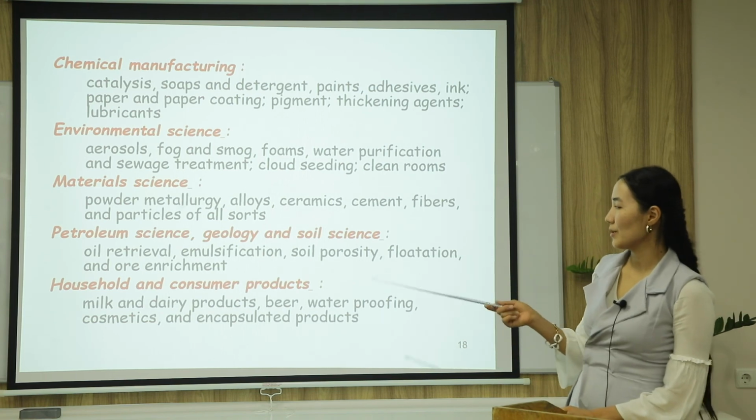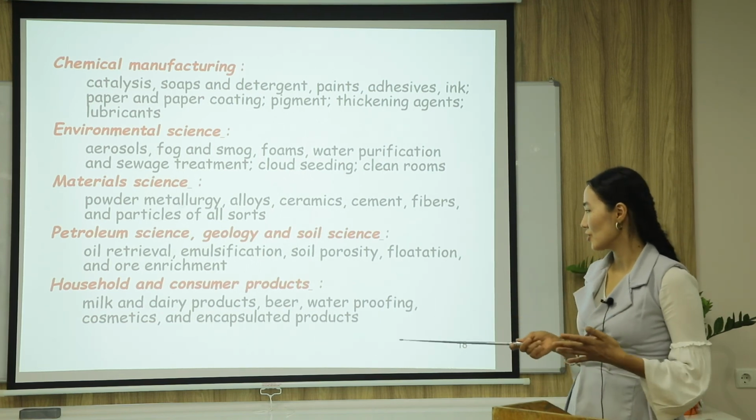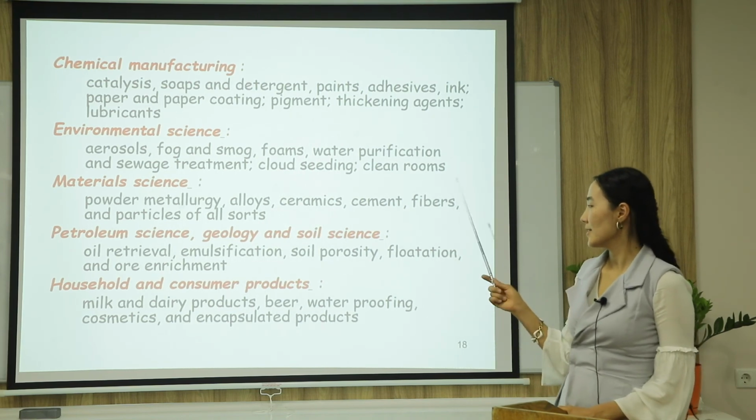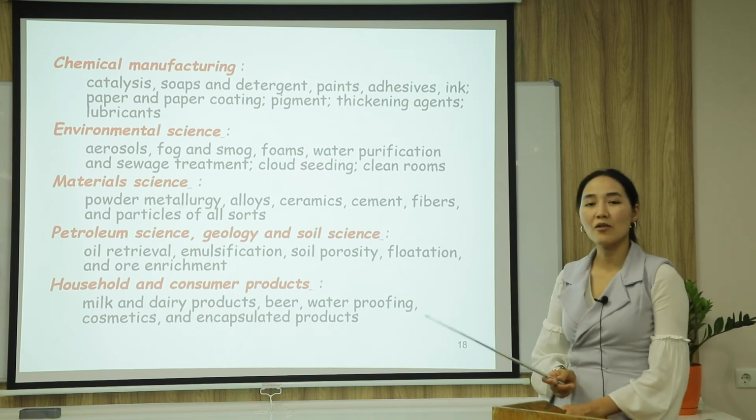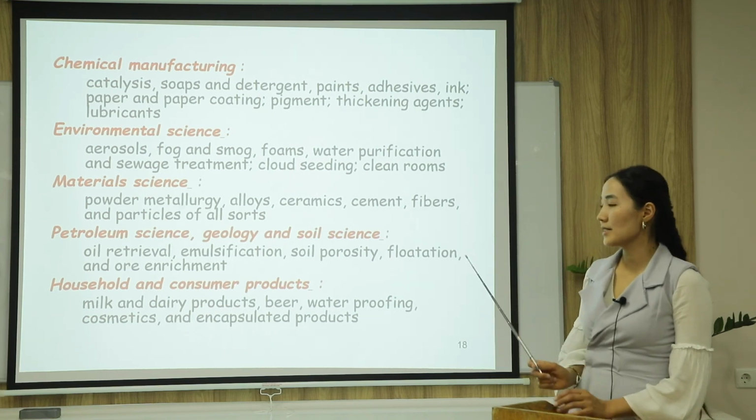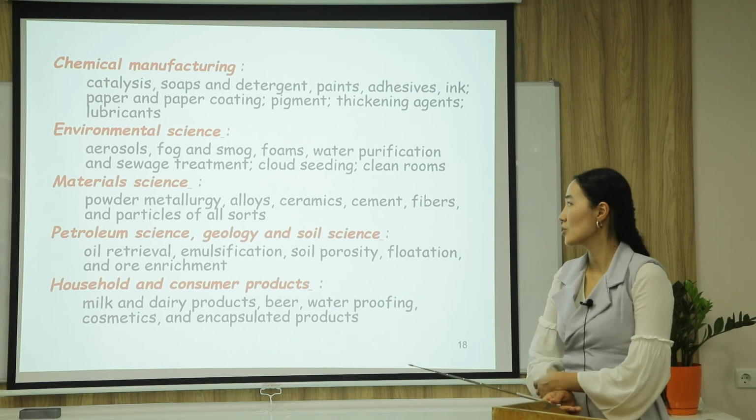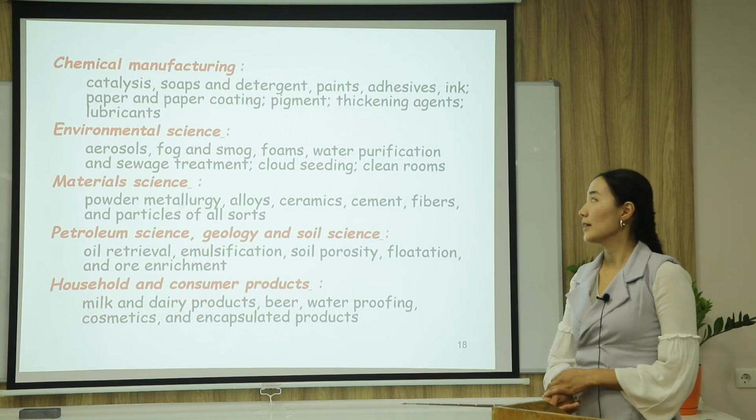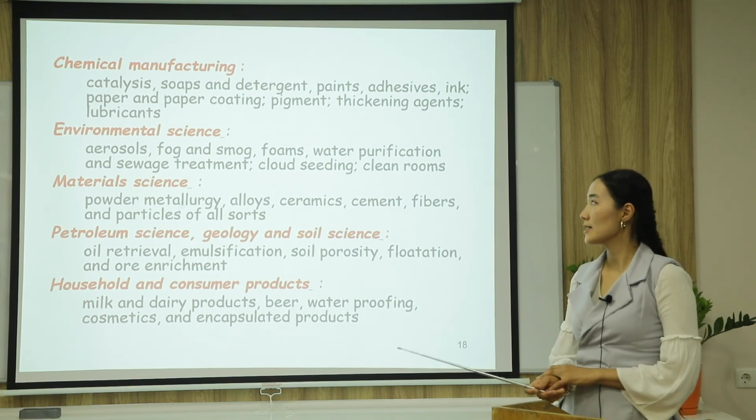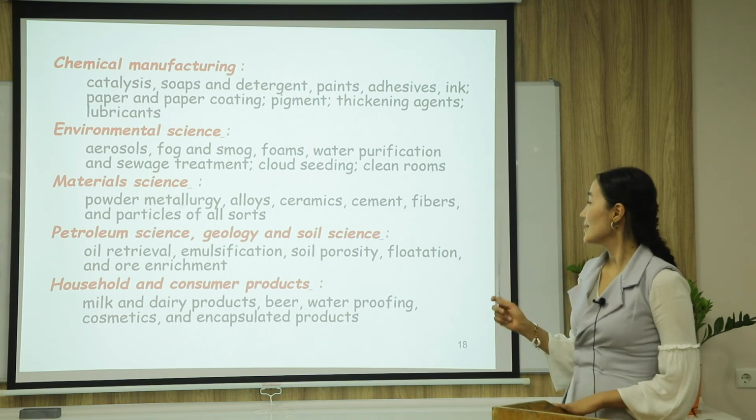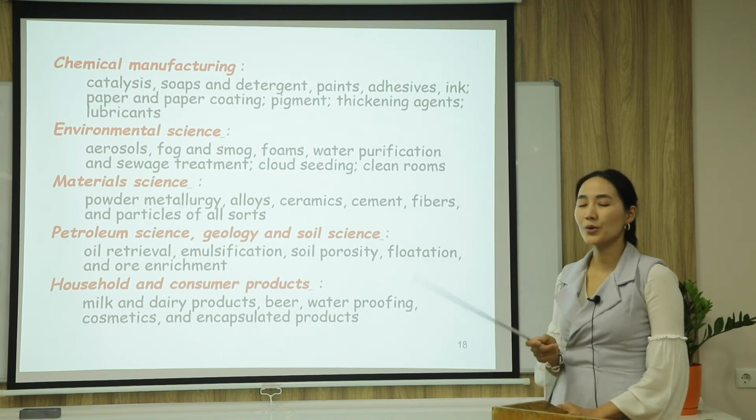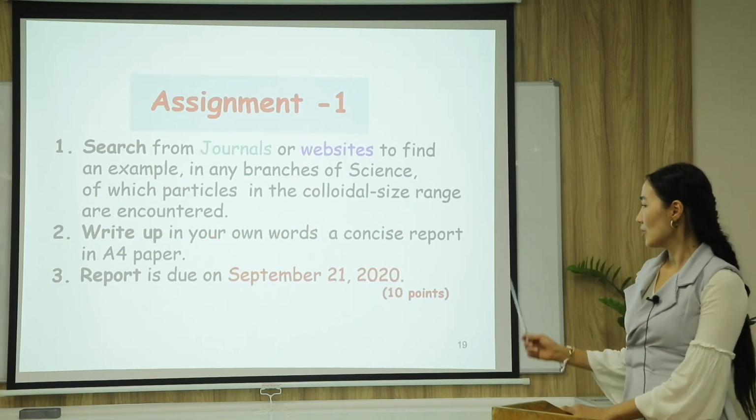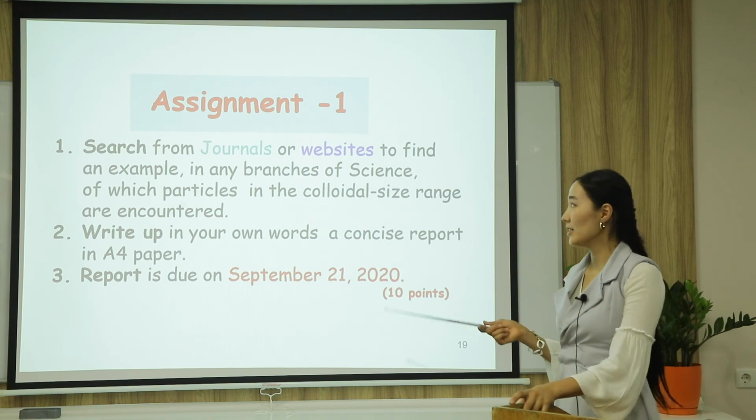For example, in petroleum, it's oil retrieval, emulsification, soil porosity, and others. In material science, it's powder metallurgy, ceramics, cement, fibers, and particles of all sorts. In environmental science, we can see aerosols, fog and smoke, foams, cloud seeding, clean rooms, and others. In chemical manufacturing, we can see catalysis, soaps and detergents, paints, adhesives, ink, paper coating, and different types of lubricants.